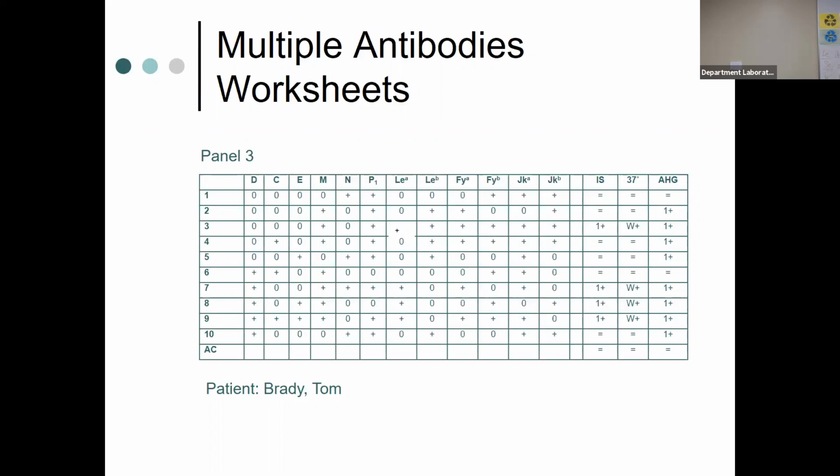So what do you guys think? You think you're dealing with one antibody or multiple antibodies? Multiple antibodies, because if you look, cells number 2, 4, 5, and 10 are only reacting at AHG. Cells 3, 7, 8, and 9 are reacting at all three phases. Okay? So you definitely have multiple antibodies going on. So you guys do your crossing off.